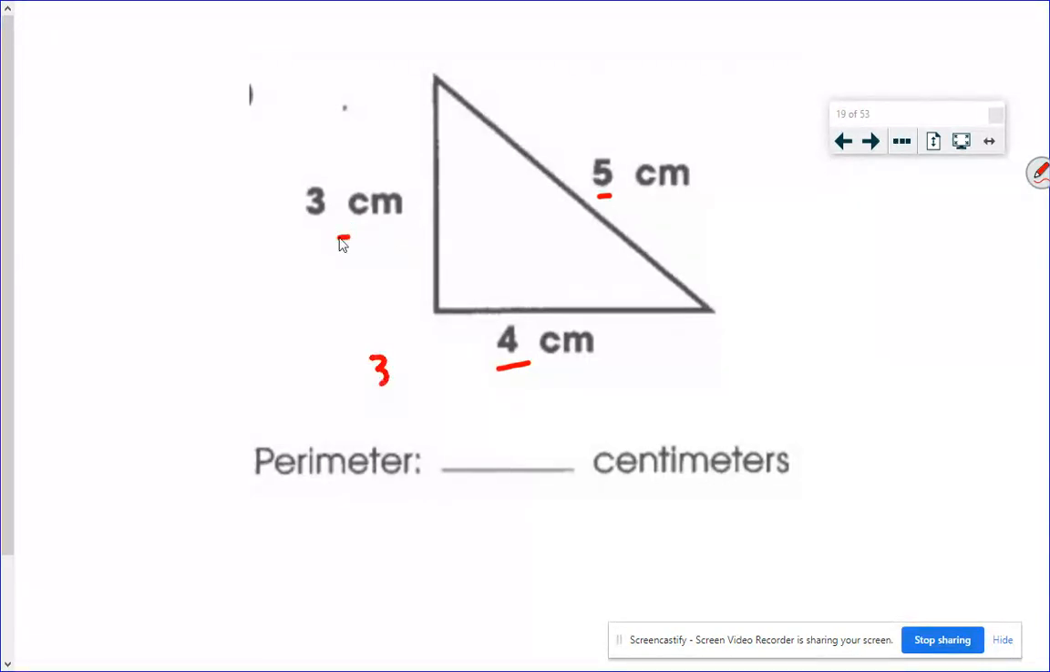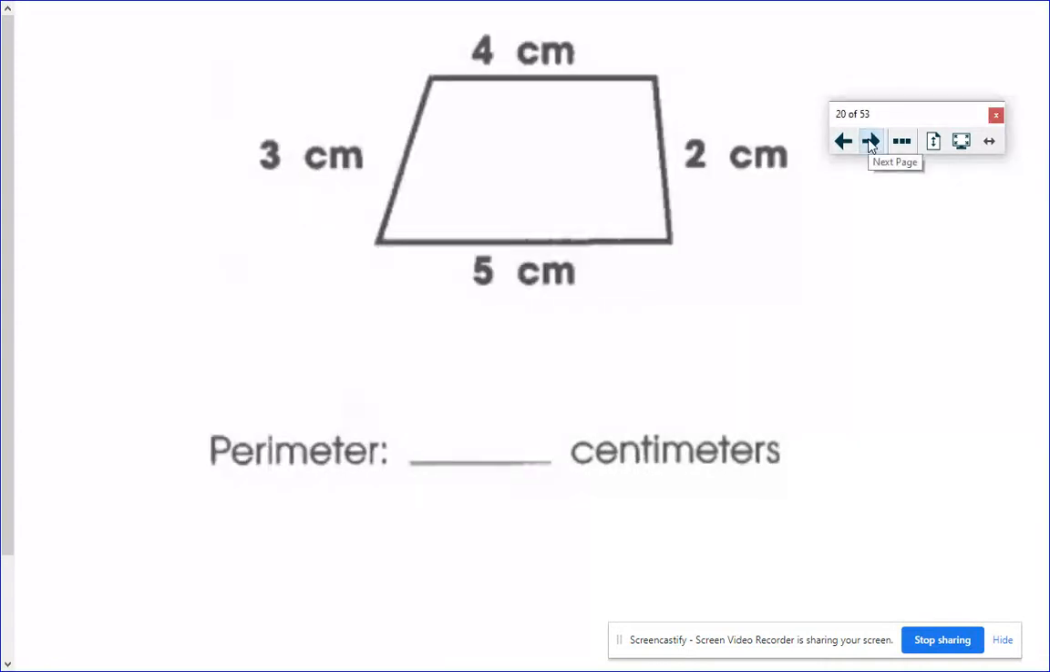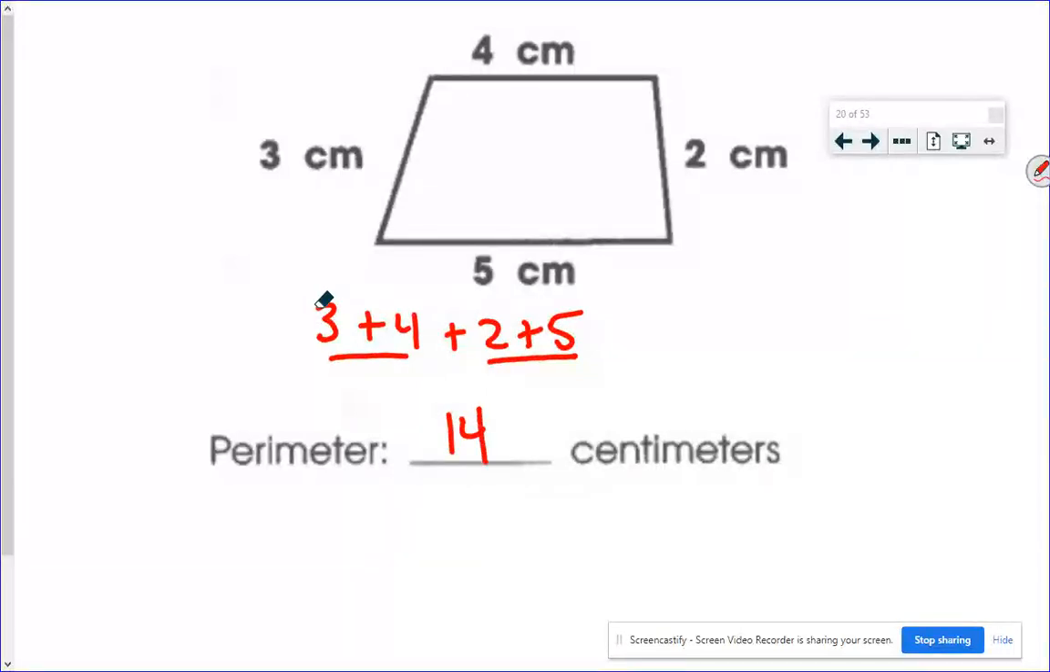If we add 3 plus 5 plus 4, that is 12 centimeters. So the perimeter of this triangle is 12 centimeters. Pause the video and find the perimeter of this quadrilateral, 4-sided figure. Seven and 7 is 14 centimeters.